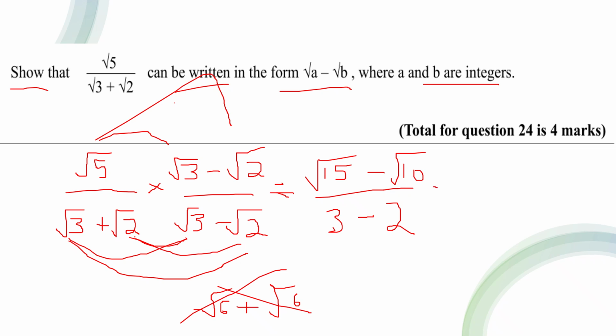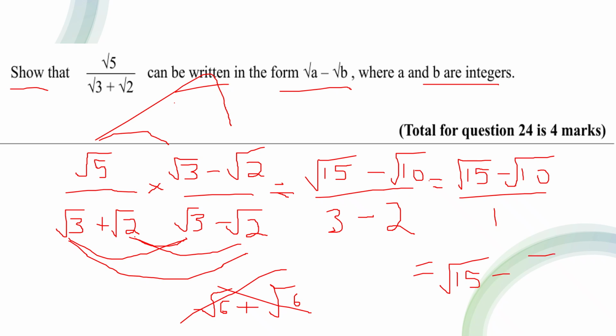So all I have is 3 minus 2, which is 1, so I have root 15 minus root 10 all over 1. Any number over 1 is just itself, so this just simplifies literally to root 15 minus root 10. So over 1 doesn't change your answer. This is just equal to the square root of 15 minus the square root of 10, where a and b are integers, so a is equal to 15 and b is equal to 10.